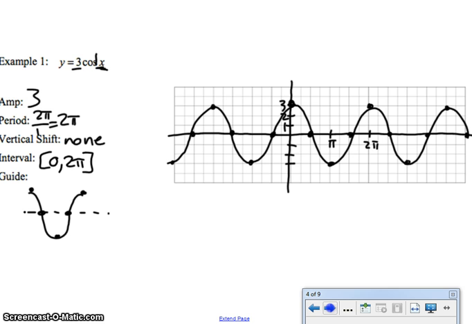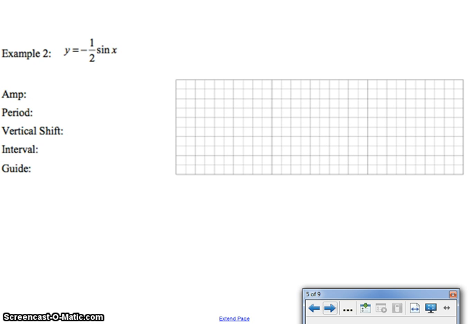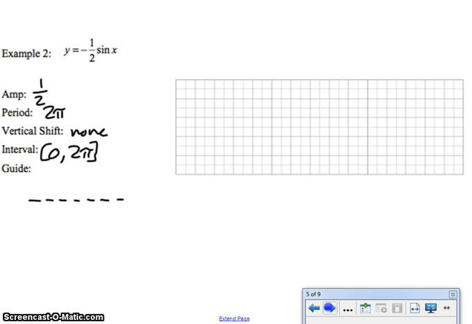All right, let's look at another example here. So this time I have 2 different things going on. I've got that negative and the 1/2. So my amplitude is going to be 1/2. All right, my period, since there's nothing going on with the x there, is still just going to be 2 pi. Still no vertical shift. My interval is still 0 to 2 pi because I'm just taking the sine of x. But my guide is going to look different. So my guide is basically going to flip upside down.